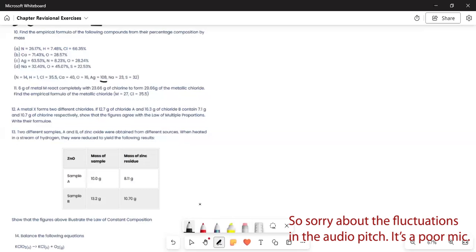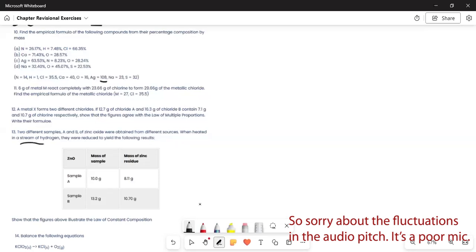Then after reducing both of the samples by passing a stream of hydrogen through them, the reduction reaction is removal of oxygen in this case. Then you have a residue, which is copper residue. In the first sample, sample A, the copper residue is 8.11 gram, while sample B, the copper residue is 10.7 gram. Then we have to show that the figures above illustrate the law of constant composition.